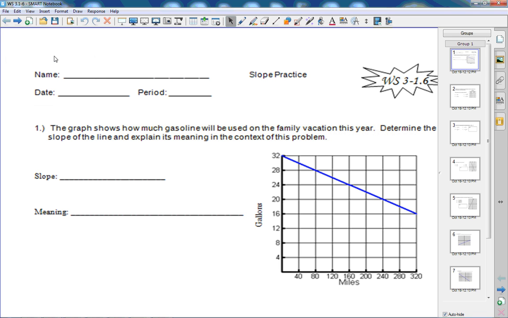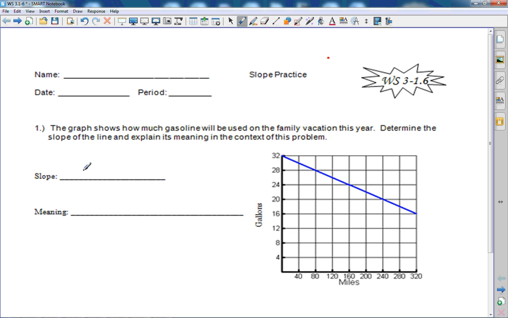This video is a review over practicing slope. It goes along with the worksheet. 3-1.6. First off, on this right here, it's asking us what is the slope.